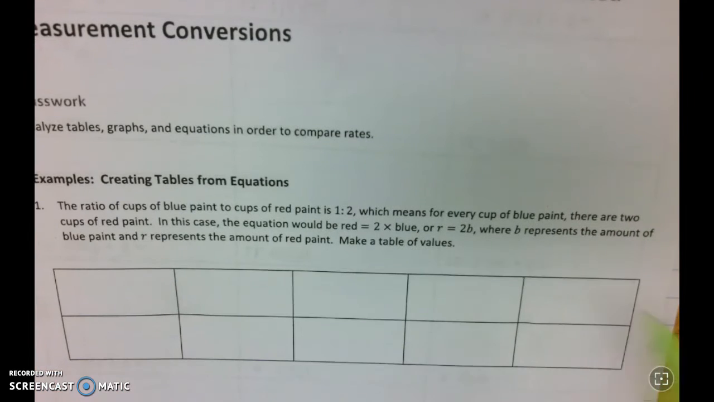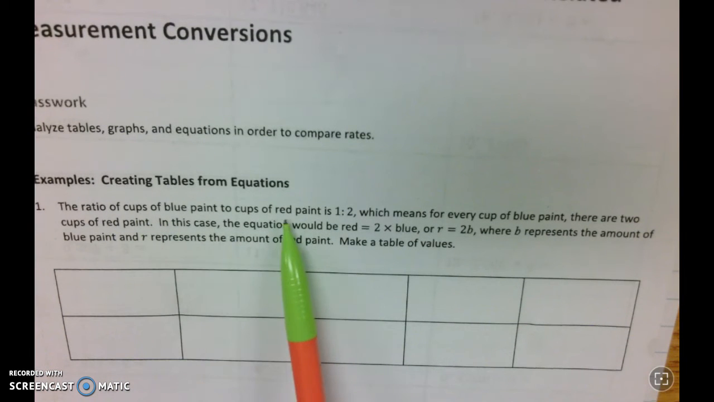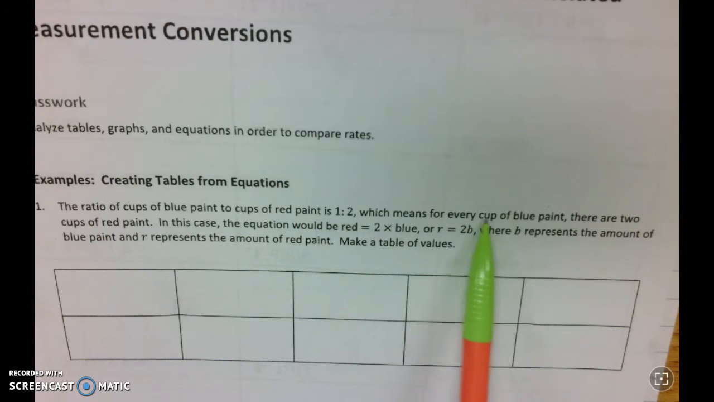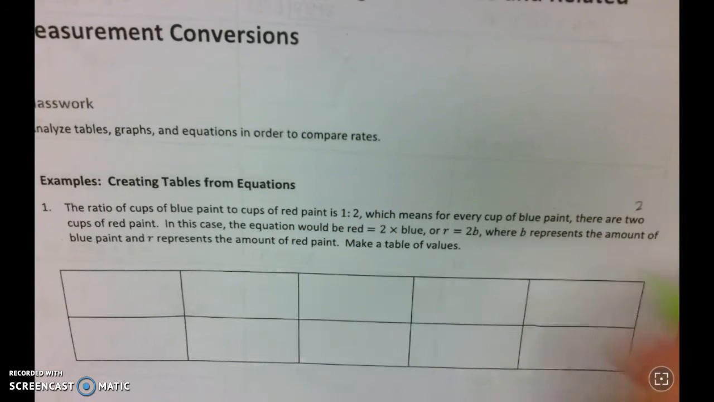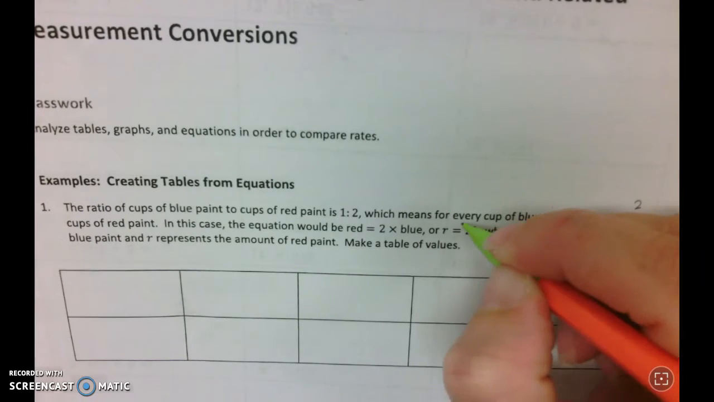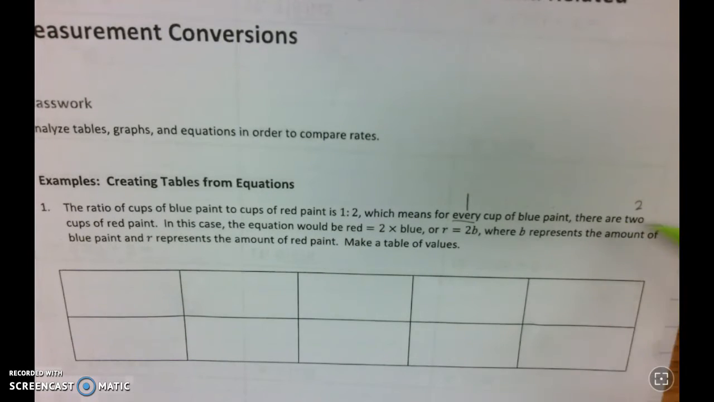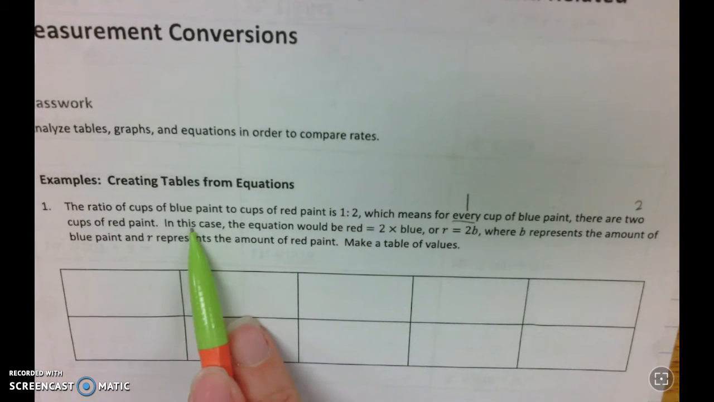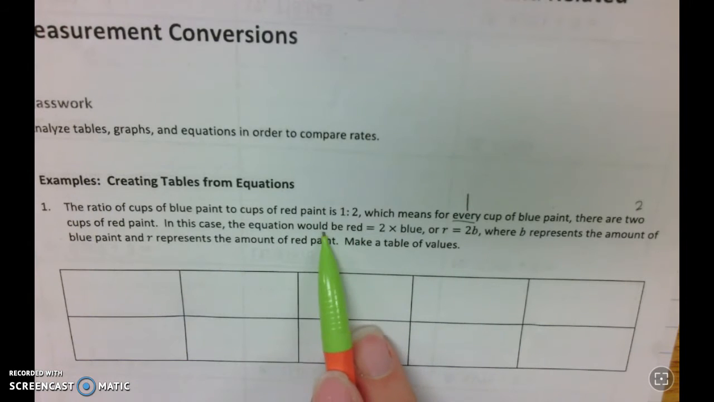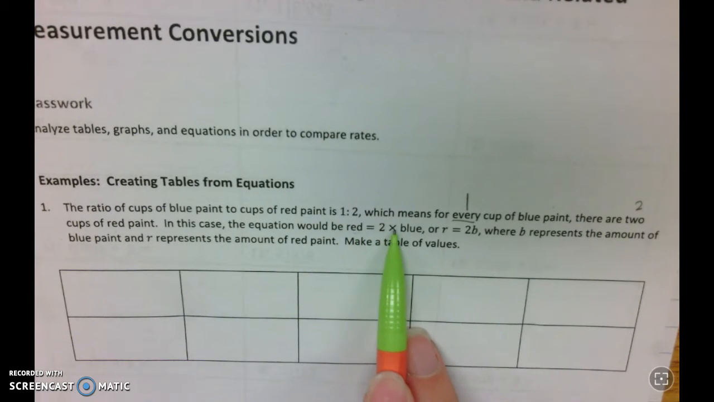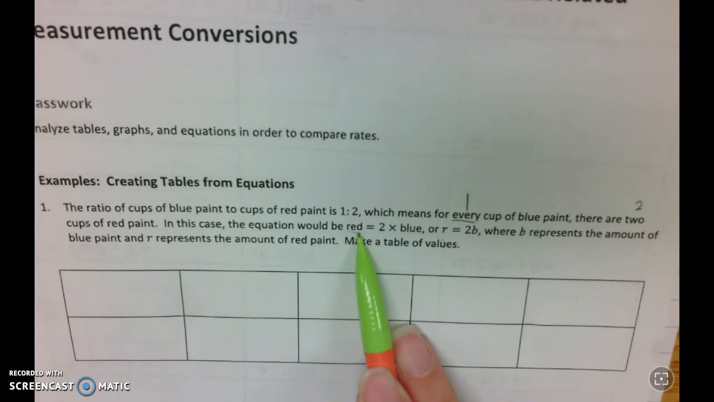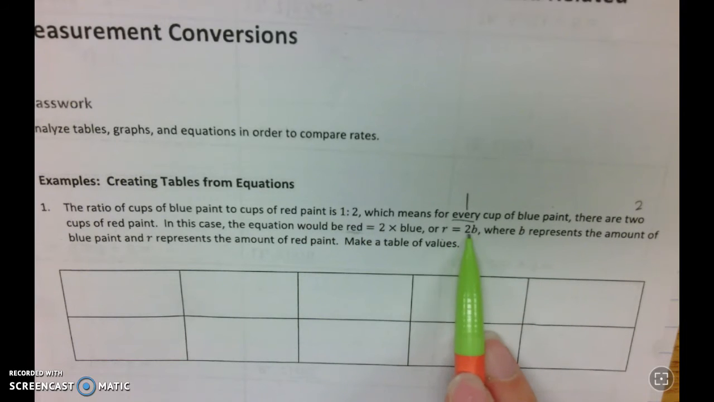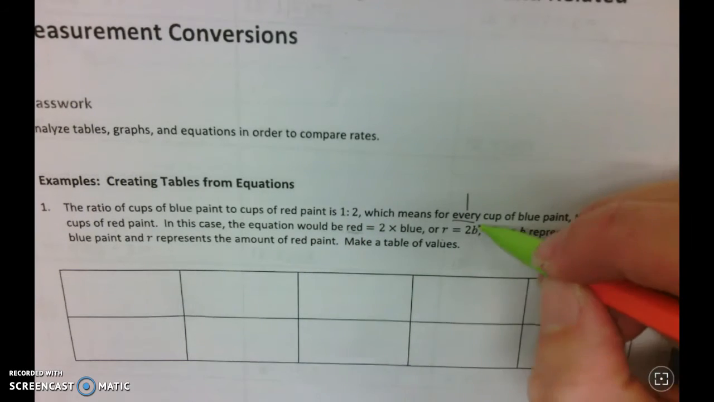So example 1 says the ratio of cups of blue paint to cups of red paint is 1 to 2, which means for every cup of blue paint there are 2 cups of red paint. In this case, the equation would be red equals 2 times blue, or R, that's the variable we're putting in place of any amount of red paint, is equal to 2 times B.